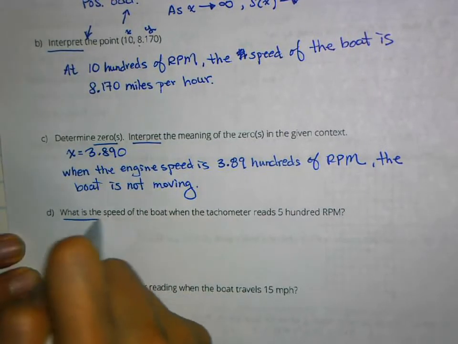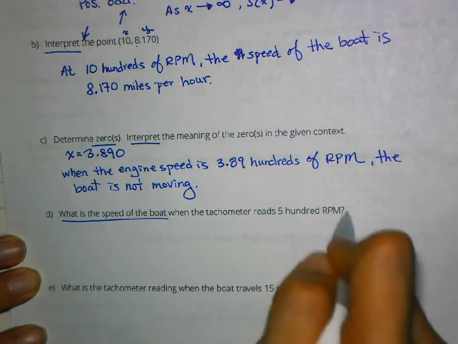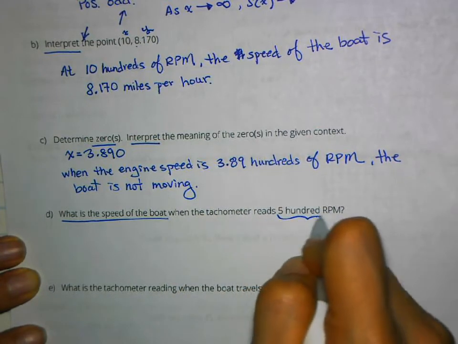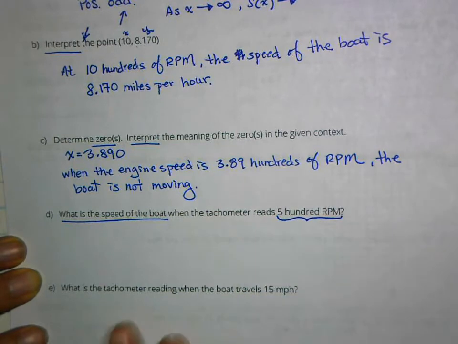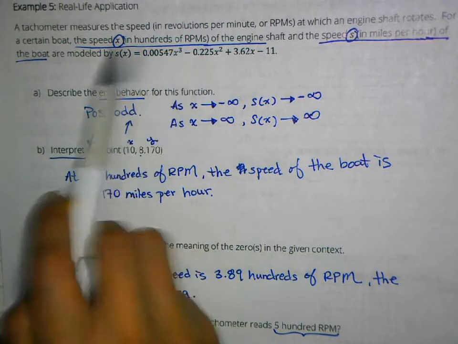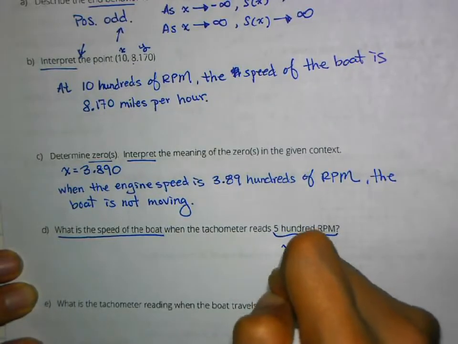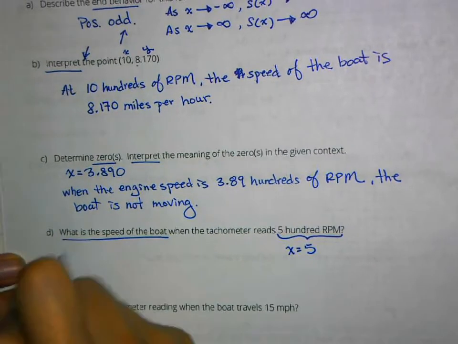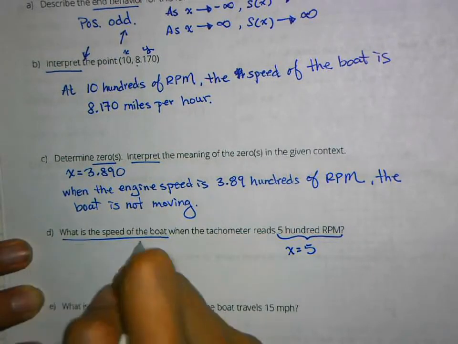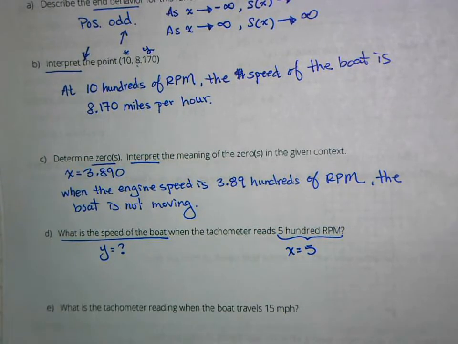Okay, so they're looking for the speed of the boat when the tachometer reads 500 RPM. Remember, if you don't remember, if you go back up, hundreds of RPM is talking about x. That means that this is saying x equals 5. They're asking you, what is the speed of the boat? So they're asking you, what does y equal, or what does s of x equal?